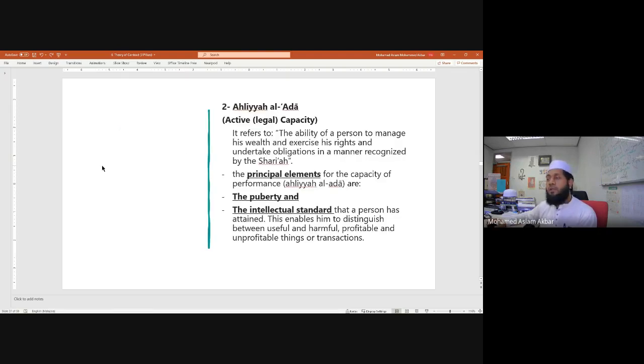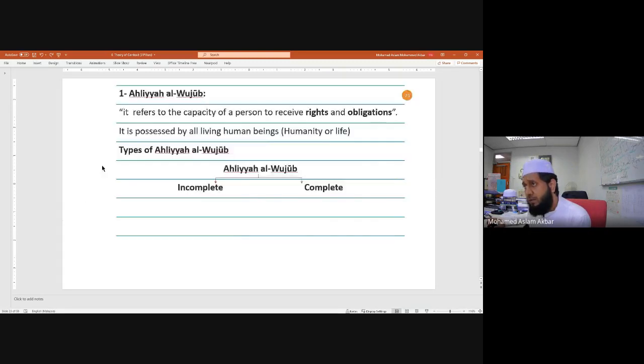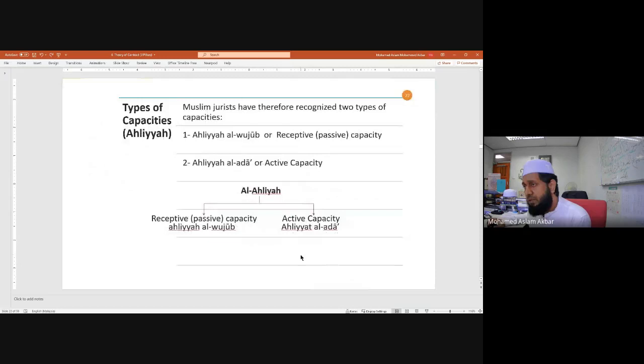Okay. Now we are going to talk about number two. Number two, like I told you earlier, ahliya al-ada. This ahliya al-ada comes from here. Ahliya, you have receptive, passive capacity. So we finished two examples. Incomplete, the example of incomplete is the fetus. The example of complete is a newborn baby, the child. Now we are going to talk about this part. Okay, active capacity, ahliya al-ada. This is the second one.